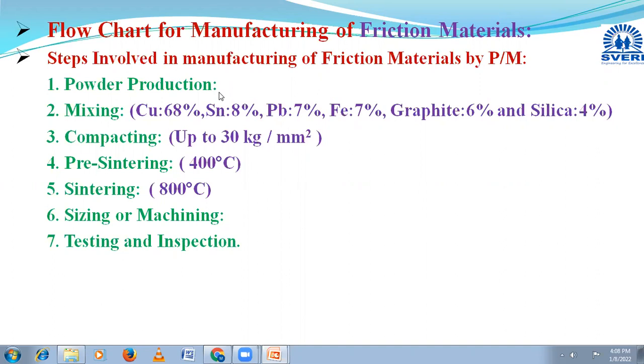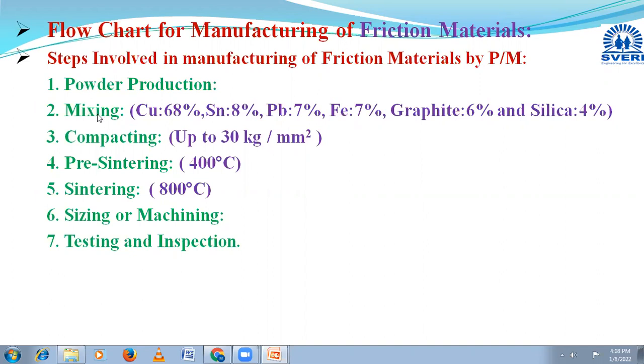You can go for mechanical processes, chemical processes, physical processes, or electrochemical processes, depending on the powder characteristics required in the final product. You have to choose the powder characteristics here only, and depending on the required powder characteristics, the suitable method is selected, and those powders are produced or manufactured, and then they are given to the mixing stage.